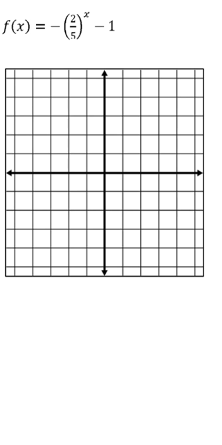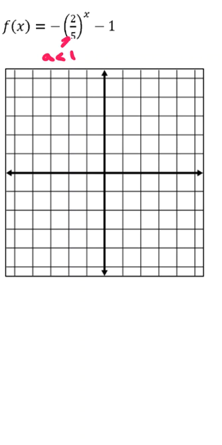It's Mr. C here, and in this video we're going to sketch the graph of negative 2/5 to the x minus 1, an exponential function. First thing to note is that we have a base that's less than 1, or in other words we have an a value less than 1.